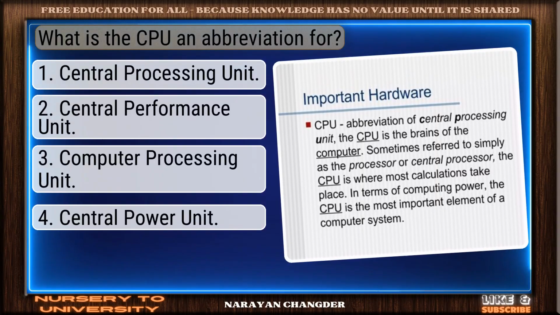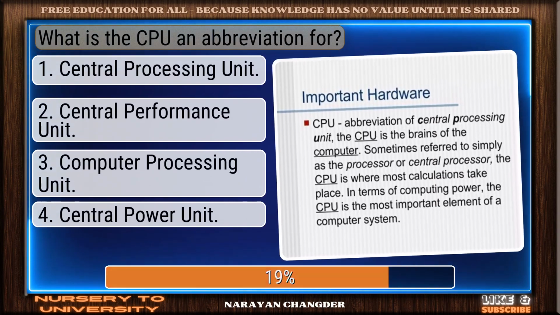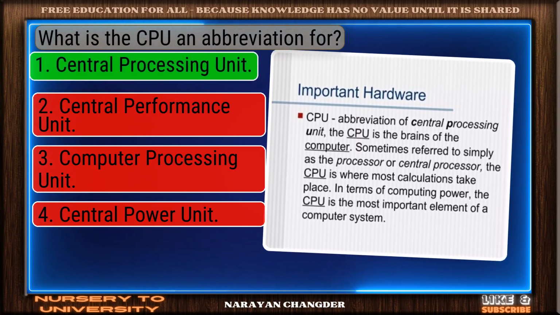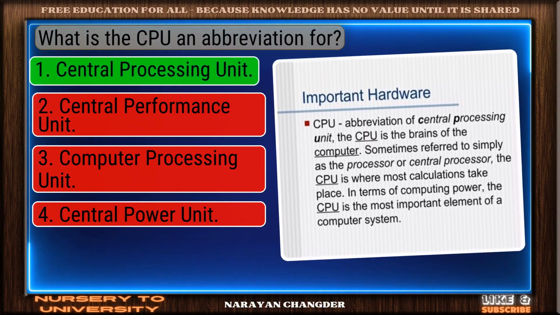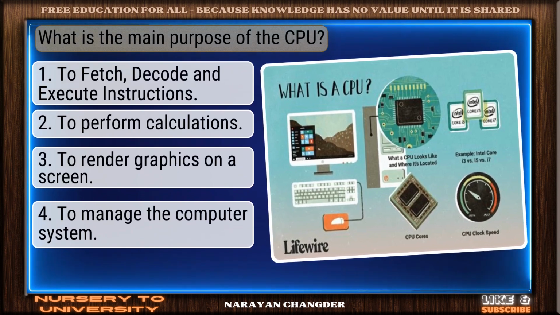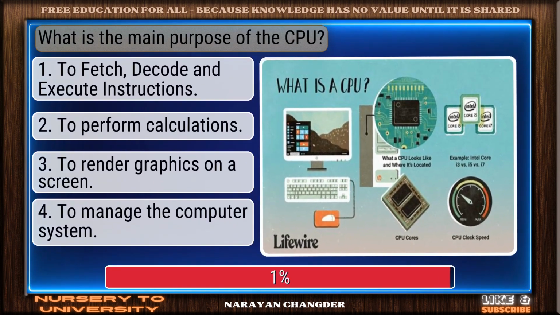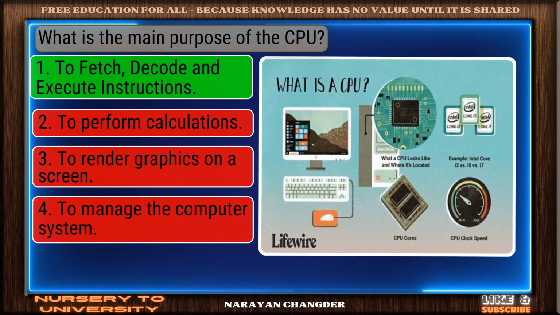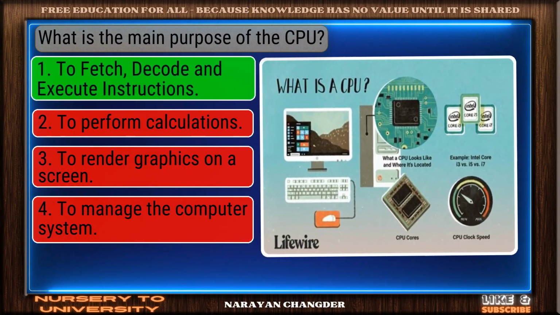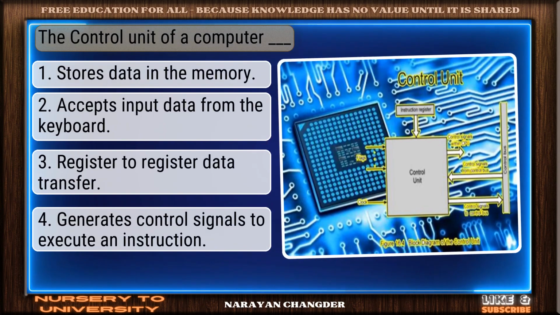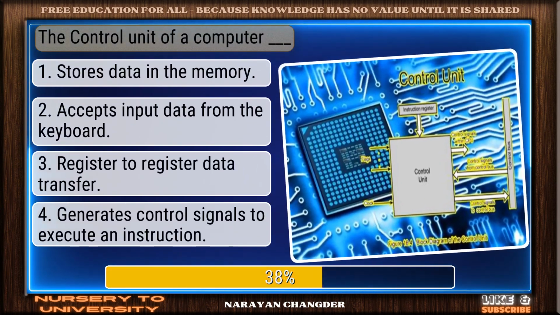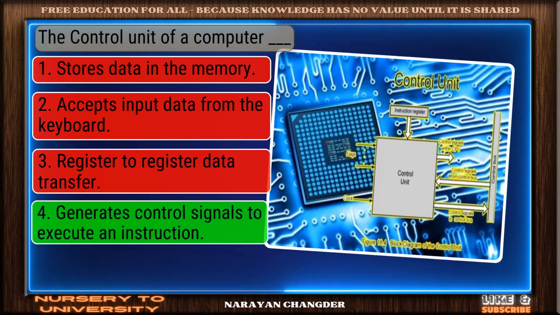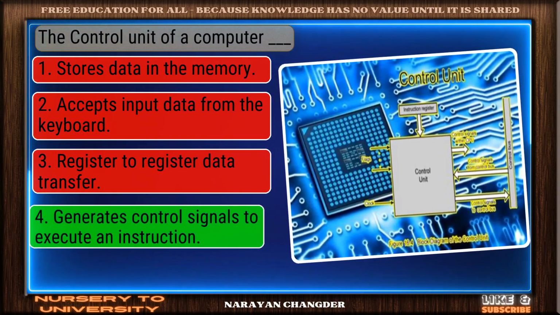Question number 52. What is the CPU an abbreviation for? On track. Central Processing Unit is the correct answer. Question number 53. What is the main purpose of the CPU? Strong choice. To fetch, decode, and execute instructions is the right answer. Question number 54. The control unit of a computer dash. Bravo. Generates control signals to execute an instruction is the answer.